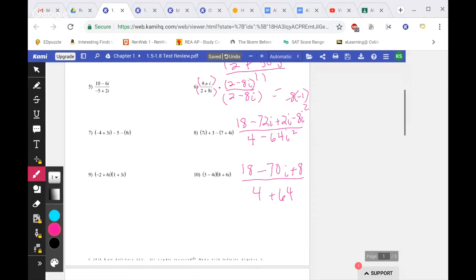So once again, combining like terms, I've got 18 plus 8. That's 26 minus 70i for the top. And then 4 plus 64 is 68 on the bottom.